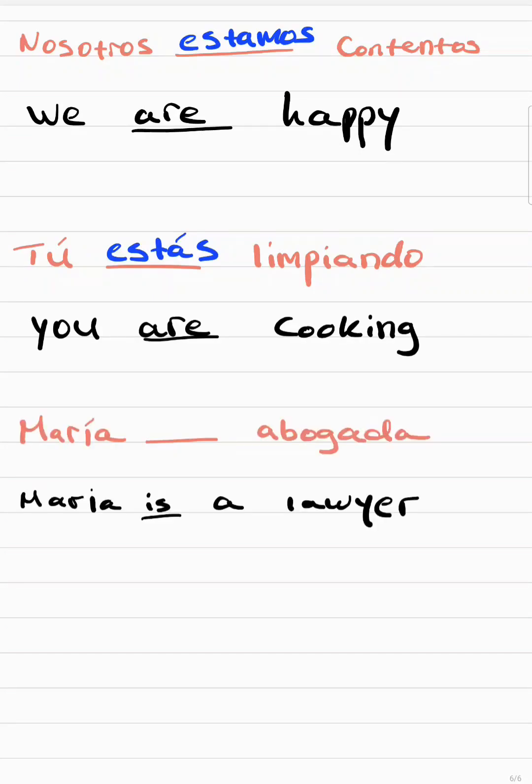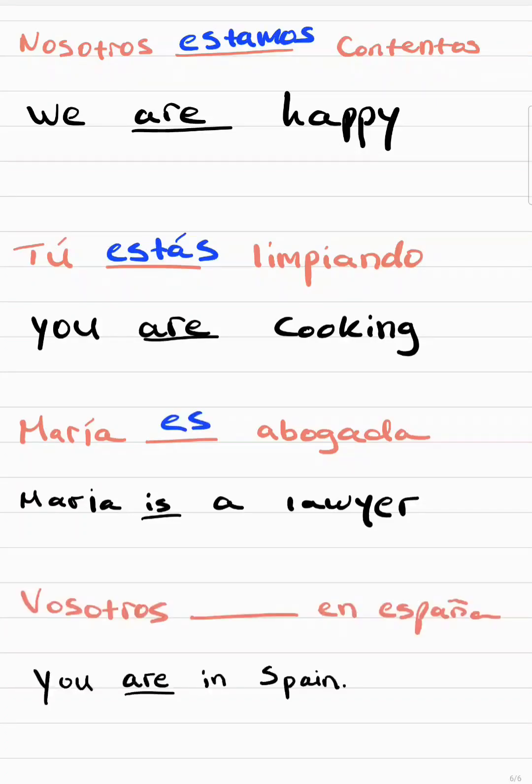Maria blank, a lawyer. So this does not use the ella, usted, right? It's not using a subject pronoun, it's using Maria, which is a third person. So this would be es abogada because it's a career. And lastly, vosotros en España. So this is a place, a location. So you are in would be estáis.